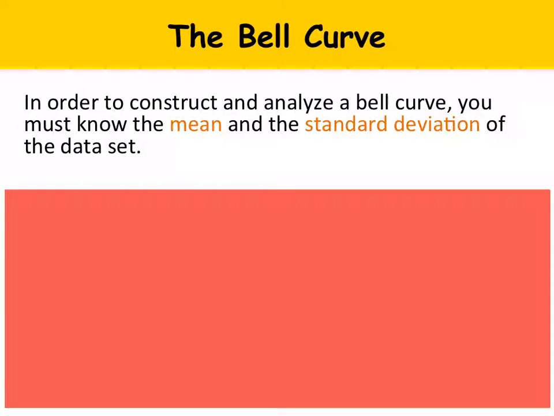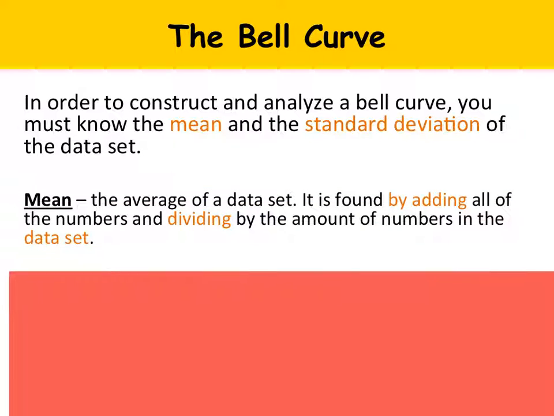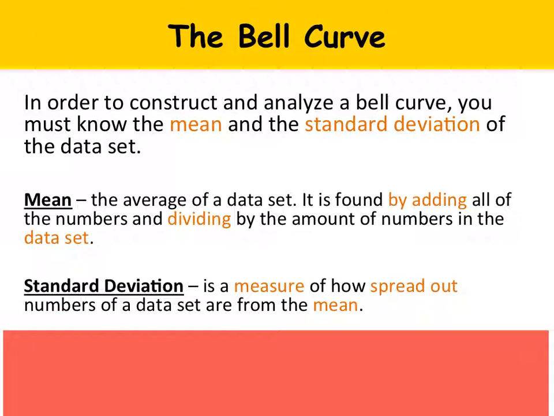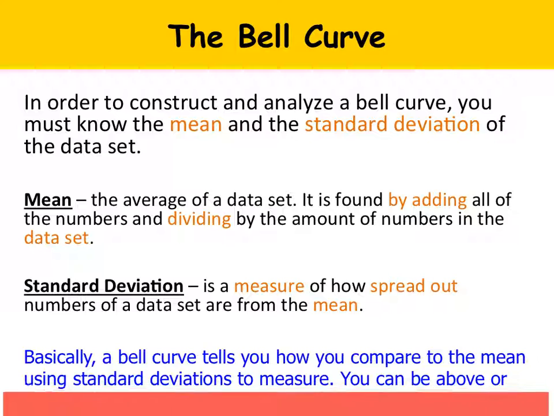In order for us to construct and analyze bell curves, you have to know what mean and standard deviation of a data set would be. Mean is the same mean that you've learned in the past. It's the average of a data set, and it's found by adding all of the numbers and dividing by the amount of numbers that you have in your data set. Standard deviation would be something new for you guys, and it's basically a measure of how spread out numbers of a data set are from the mean. So it's kind of putting a number to a distance from a mean.